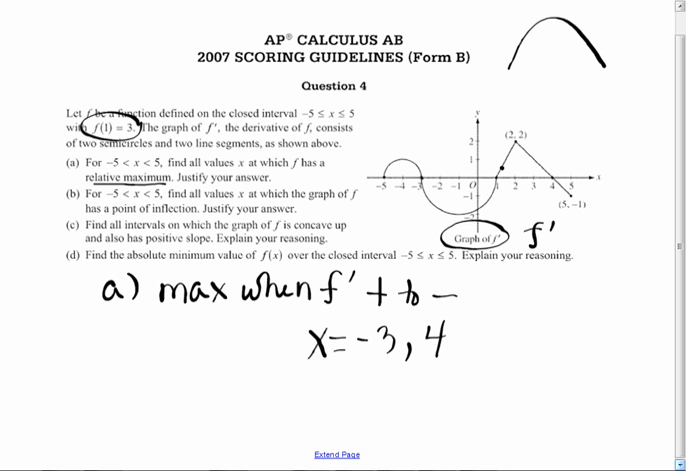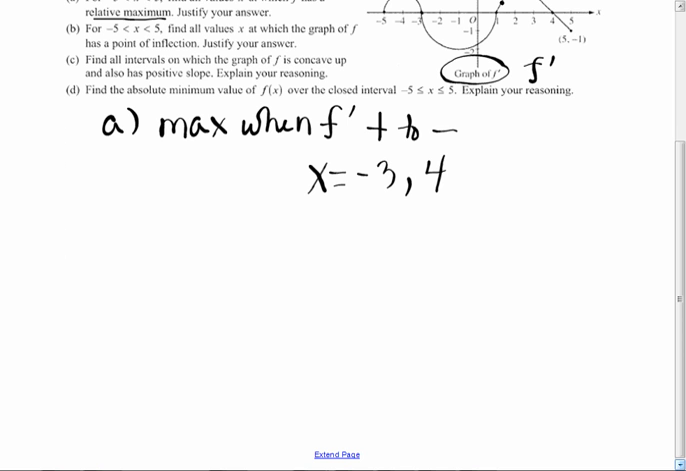That's my justifying. On the same interval, find all values of x at which the graph of f has an inflection. Justify your answer. I like this problem.